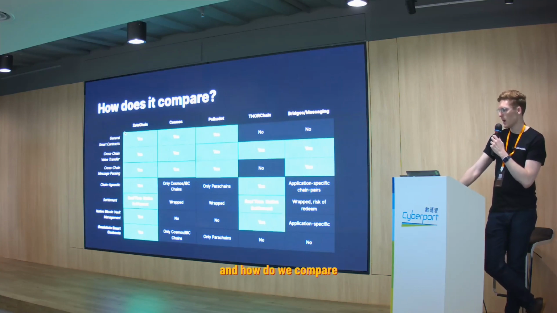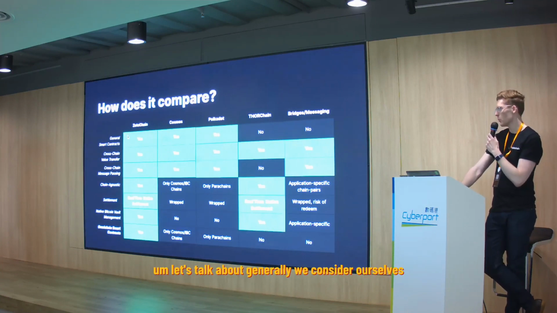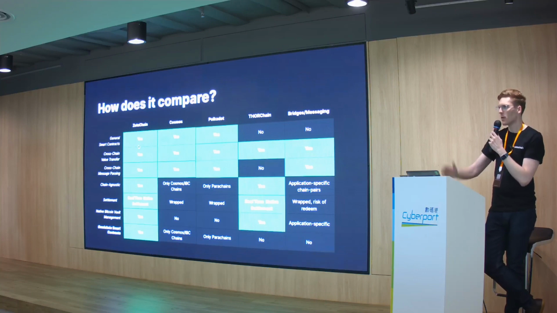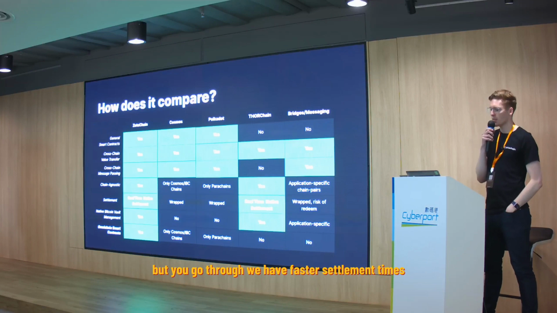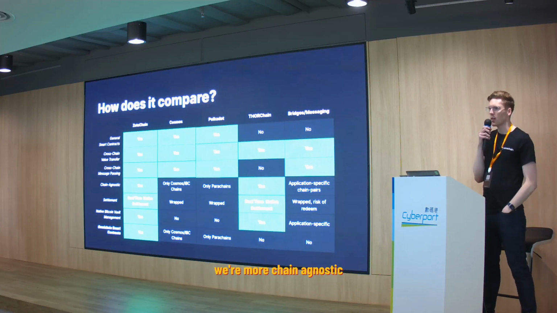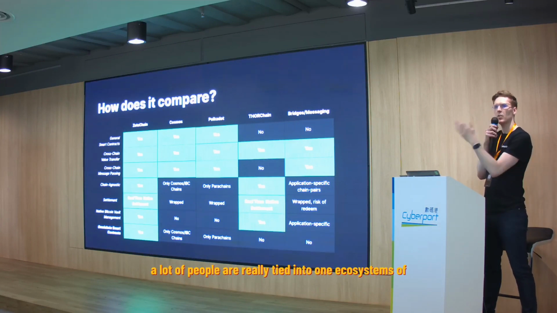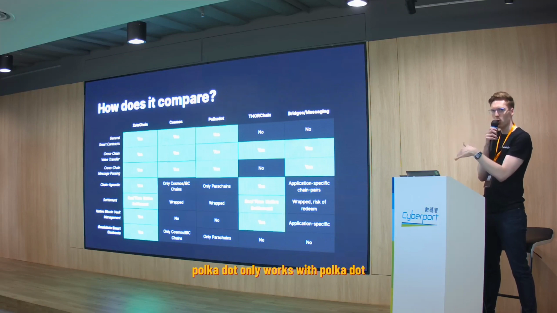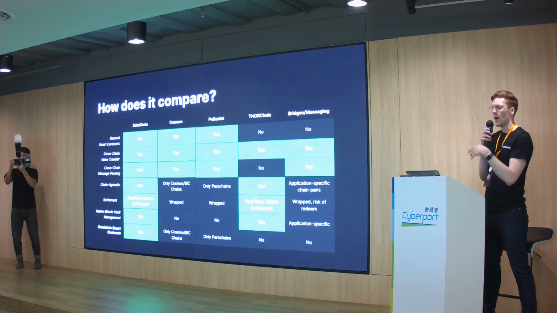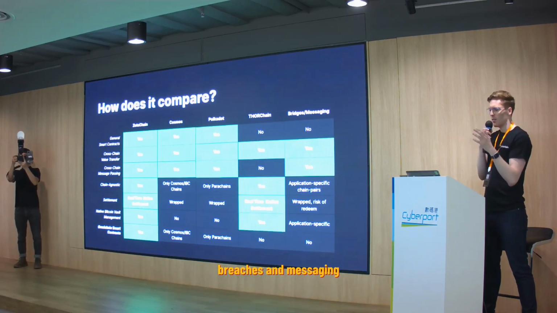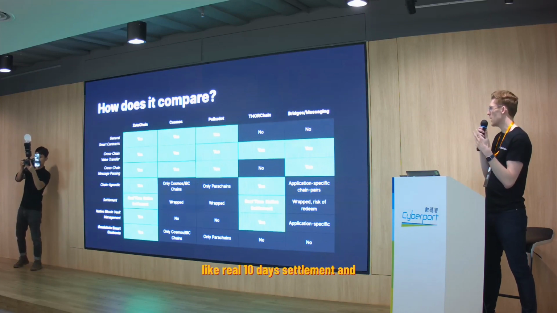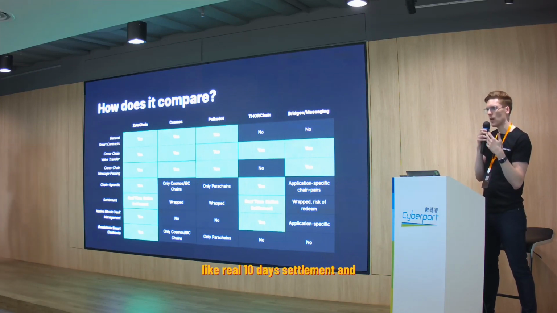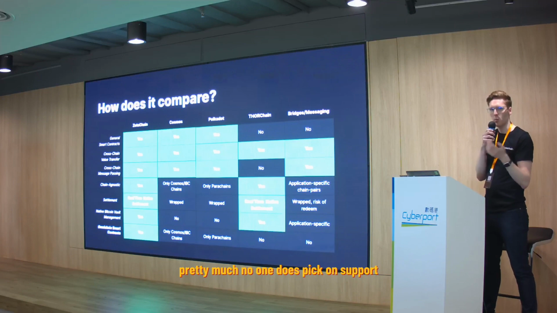And how do we compare? As we talked about, generally we consider ourselves better than all the other options. We have faster settlement times. We're more chain agnostic. A lot of people are really tied into one ecosystem. So Polkadot only works with Polkadot. Cosmos IBC only works with Cosmos IBC. Bridges and messaging are a little more agnostic, but they don't give you a lot of the other benefits like real-time data settlement, and pretty much no one does Bitcoin support, which we've added.